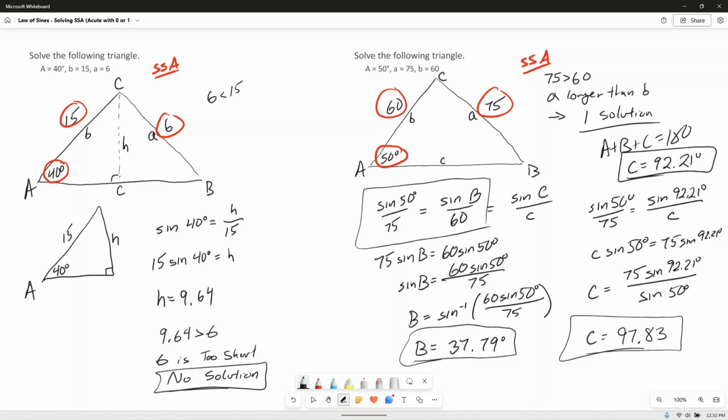Okay. If we look at the largest angle, that would be angle C at 92.21 degrees. Then we should have side C being the longest side, which it is. So we can see that the shortest side goes with the smallest angle, and the largest angle goes with the longest side. Again, that's not a 100% guarantee that we're correct in our values, but it should give us a little bit of peace of mind that we're in the right direction. Okay.